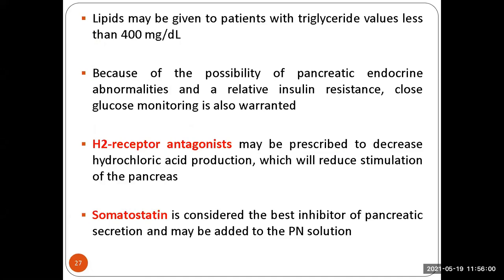Because of the possibility of pancreatic endocrine abnormalities and relative insulin resistance, close glucose monitoring is warranted. So these are basically agents used to reduce the acidity.